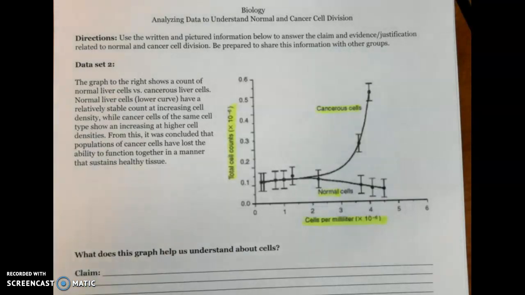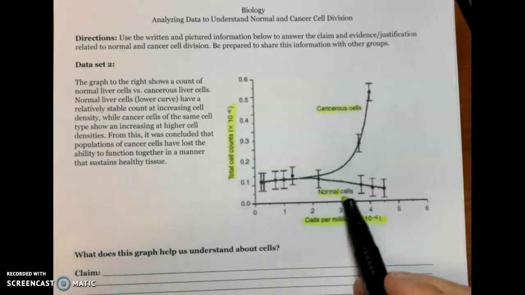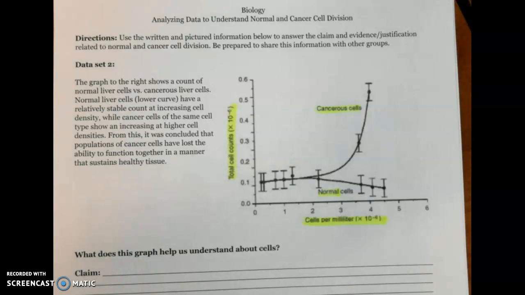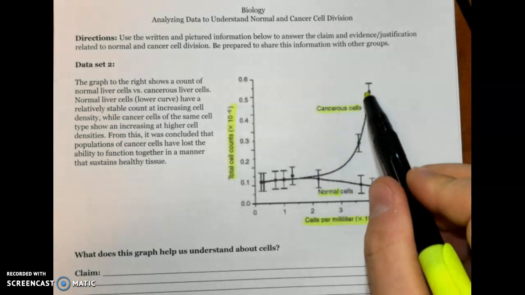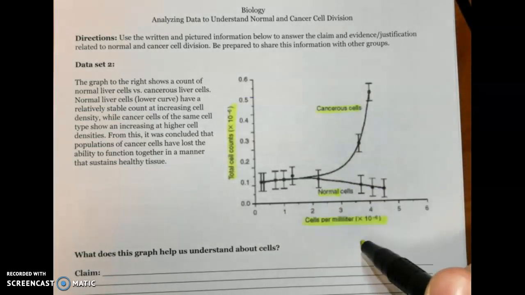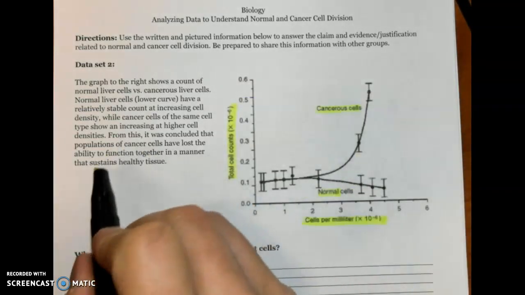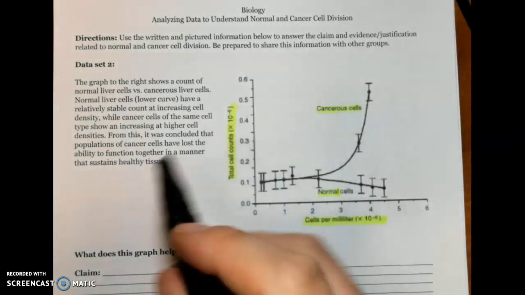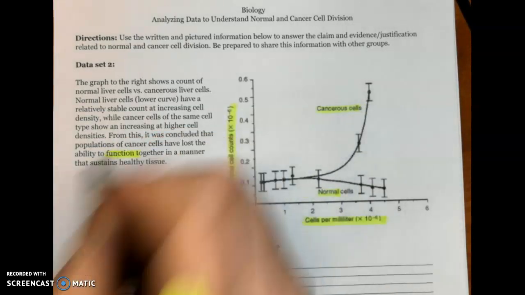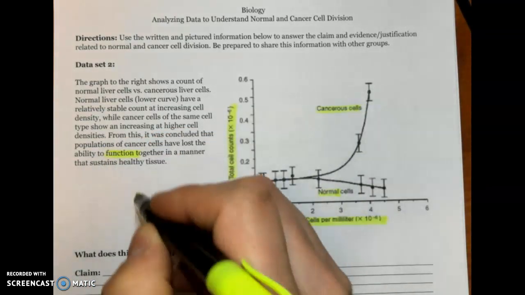It says the graph to the right shows a count of normal liver cells versus cancerous ones. Normal liver cells, which are the lower curve, have a stable count at increasing cell density, and cancer cells of the same type show an increase at higher densities. So we're having more cancer cells at the higher densities. And from this, it was concluded that the populations of cancer cells, these ones here, no longer function together in a manner that sustains healthy tissue.